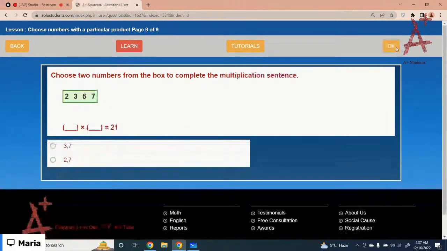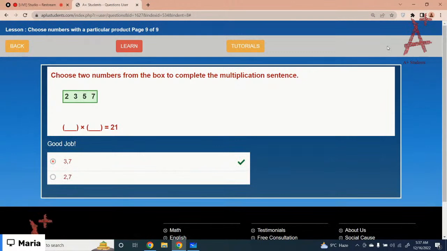Choose two numbers from the box to complete the sentence. Dash and dash makes 21. Which two numbers are they? 7 times 3 makes 21. Got it? So select the correct option, then click on the OK button.